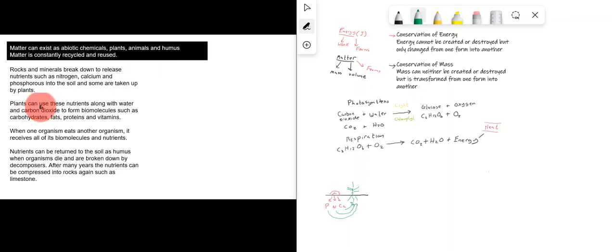Plants can use these nutrients along with water and carbon dioxide to form biomolecules such as carbohydrates, fats, proteins, and vitamins. Basically all it's doing is taking these elements and joining them together to make these more complicated molecules like carbohydrates, fats, proteins, and vitamins. And that's essentially what makes up the body of the plant.